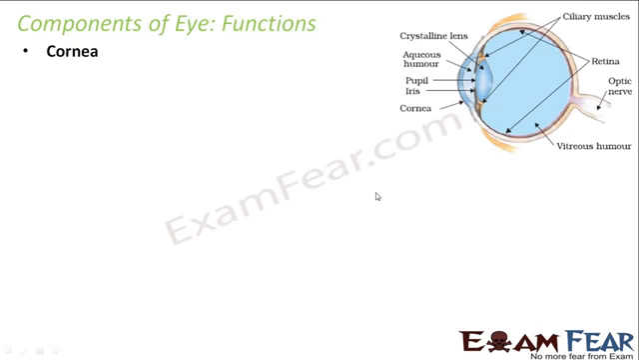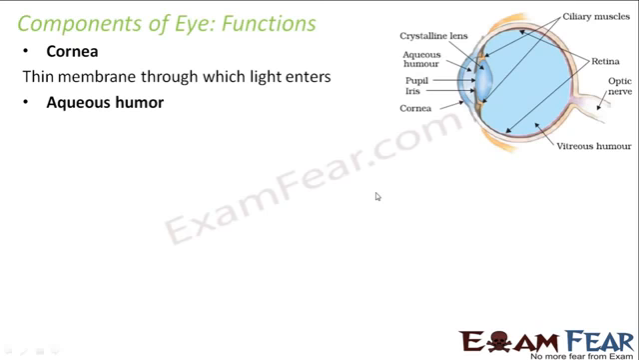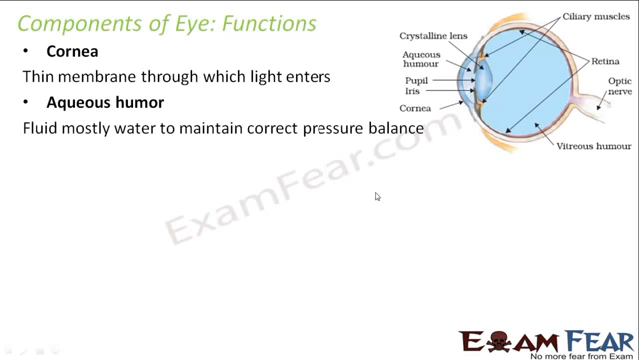So let us again start with the cornea. So what is the purpose of cornea? It is a thin membrane through which light enters the eye, right? Because it is the outermost membrane, in a way it protects the eye, right? So it is a thin membrane through which light will enter the eye. Next comes the aqueous humor. Aqueous humor is a fluid, mostly water, to maintain the correct pressure balance inside the eye. So this aqueous humor will maintain a correct pressure balance.